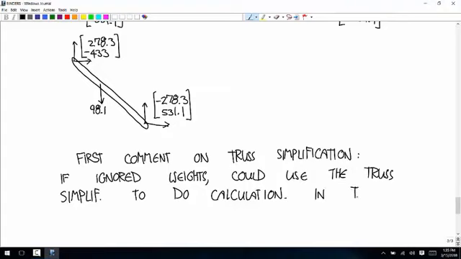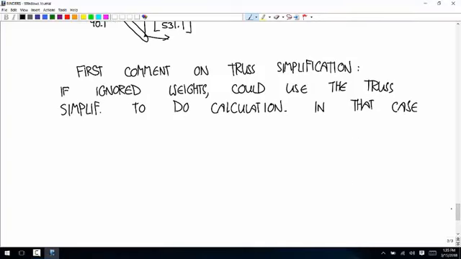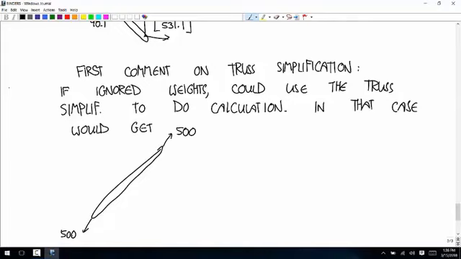In that case, we would get exactly, for the external loads on member 1, tension of 500 exactly along the axis of the beam. And for member 2, we'd get compression exactly along the axis.